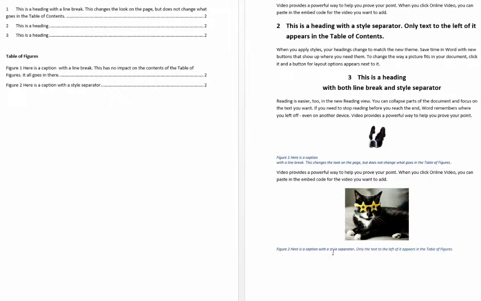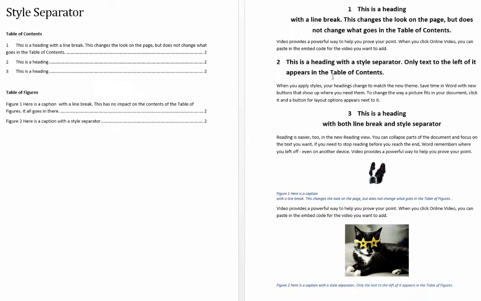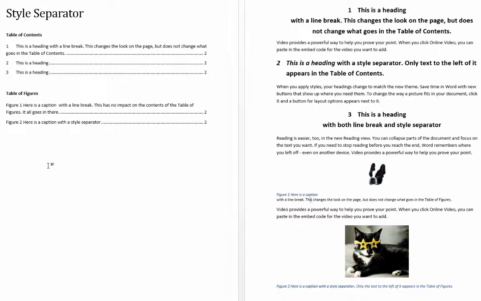because that's where it's breaking. Now I just want to point out to you, a style separator is different than just doing something like grabbing part of your heading and putting it in italics, or perhaps changing some of your captions so that you just don't make it look like the rest of your style. You can do things like that. That is still a caption style, that is still a heading style, but it will look different on the page. But it will have no impact on what goes into your table of contents or your table of figures.